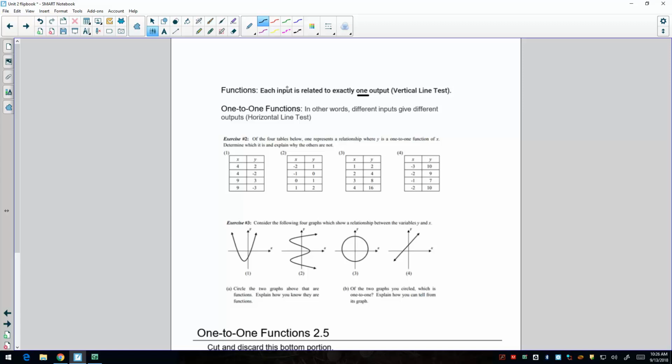And graphically, to check if a relation is a function, we use the vertical line test. I will be abbreviating that using capital letters, VLT for vertical line test, so I don't have to keep writing it out. Okay, so that's a quick review. That is from 9th grade year.